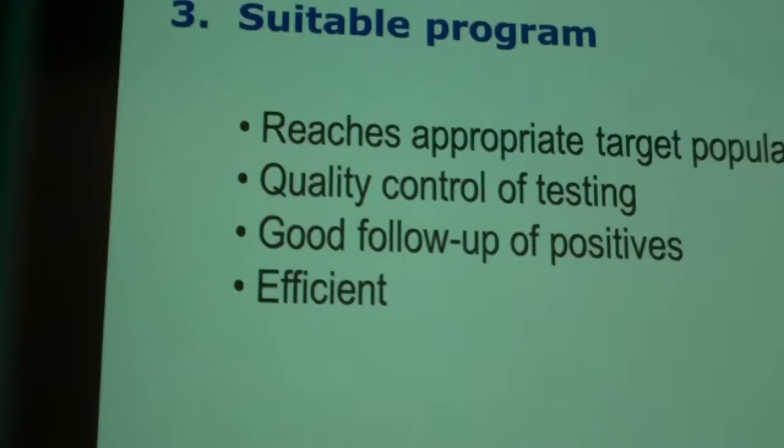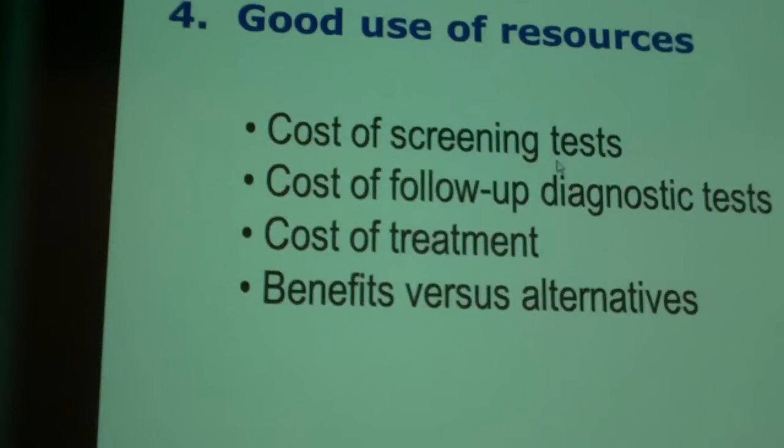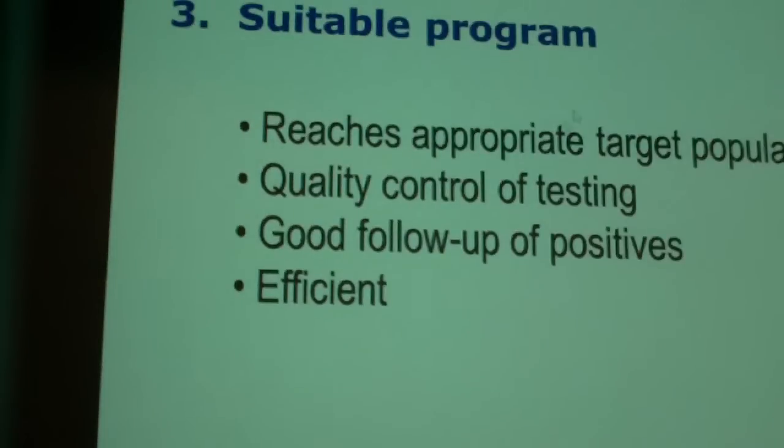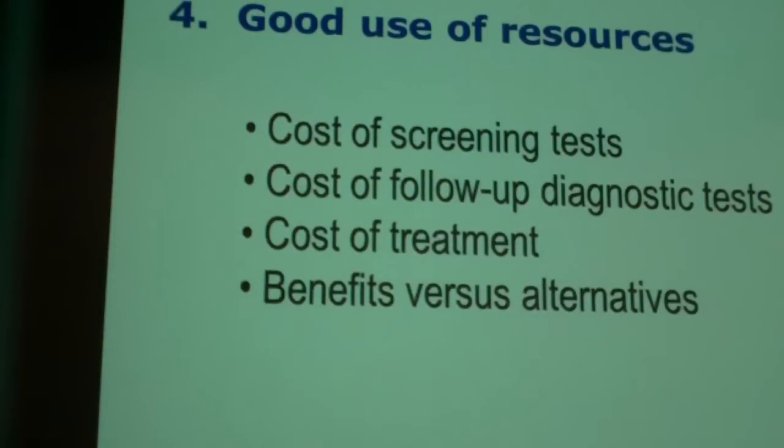I won't go into detail on this, because you have to have a suitable program for screening, but that is more economic. You should reach the appropriate target population. There should be quality control of testing, a good follow-up of positives, and it should be efficiently tested. I think Martien van Dongen will also go into the details. And there should also be good use of resources: the cost of the screening, the cost of follow-up, the cost of treatment, and you always have to think about benefits and alternatives.